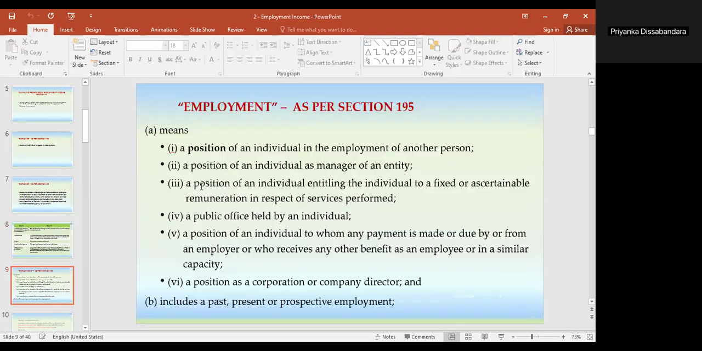Then we have a definition for employment. In the definition section, section 195, we have separate definitions for each term: employee, employer, and employment. It says, employment means a position of an individual. That means there should be a position. Position එකක් තියෙන්න ඕනේ තැනකට යනකොට. මෙයා කවුද? Directorද? Secretaryද?